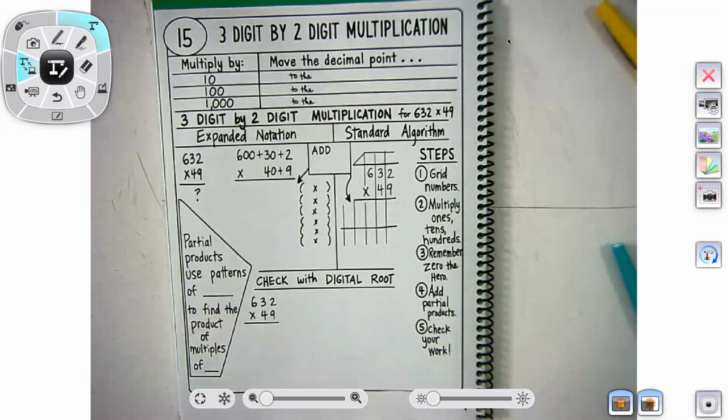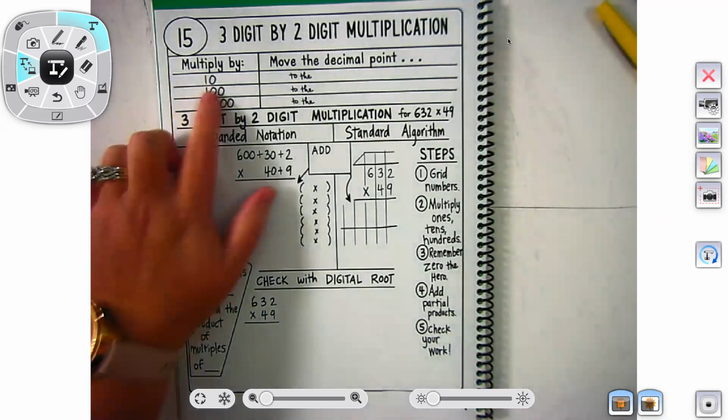We're going to look at 3-digit by 2-digit multiplication. And I am going to show you a few different ways today. I'm going to show you how to move the decimal point, which we have already done.